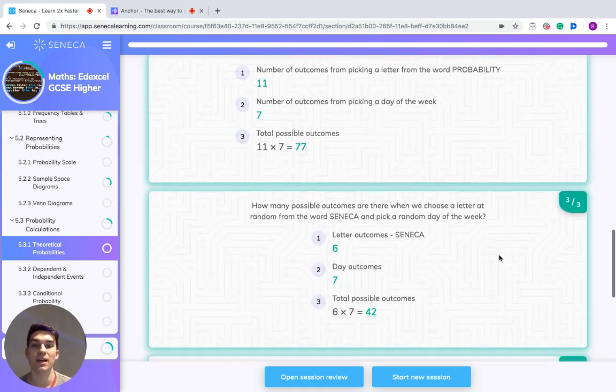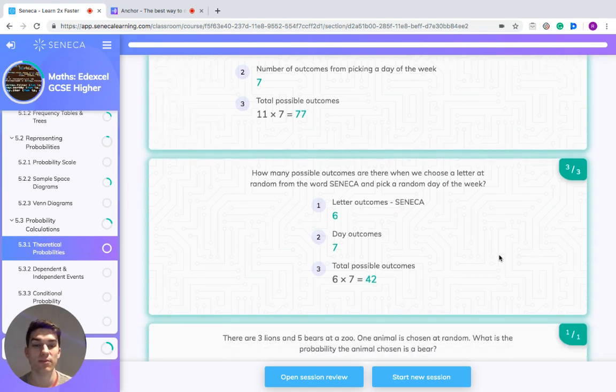Likewise, say we want to pick a letter from the word Seneca, and we also wanted to pick another random day of the week. So there are 6 letters in Seneca, there are 7 days in the week. So to work out the number of possible outcomes there are for that, I can do 6 times 7, which can be 42 possible outcomes.